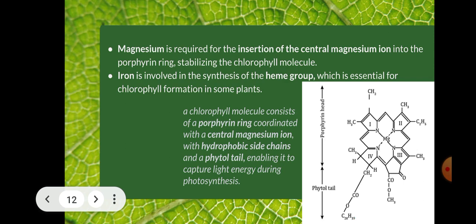Here is a picture of a chlorophyll molecule, and as we can see, it consists of a porphyrin ring which is coordinated with the central magnesium ion, and there are hydrophobic side chains, and there is a phytol tail. It enables it to capture light energy during photosynthesis.